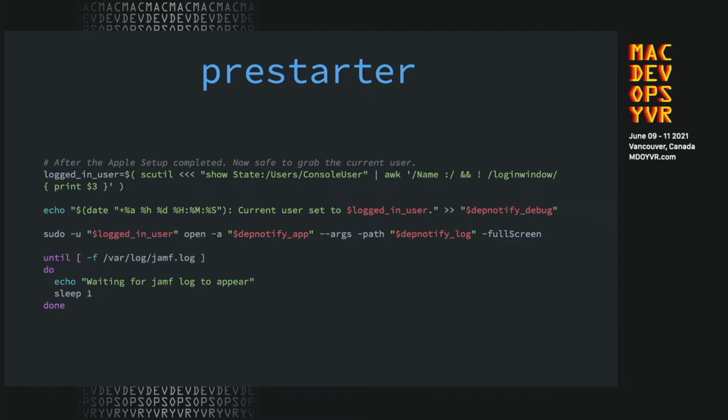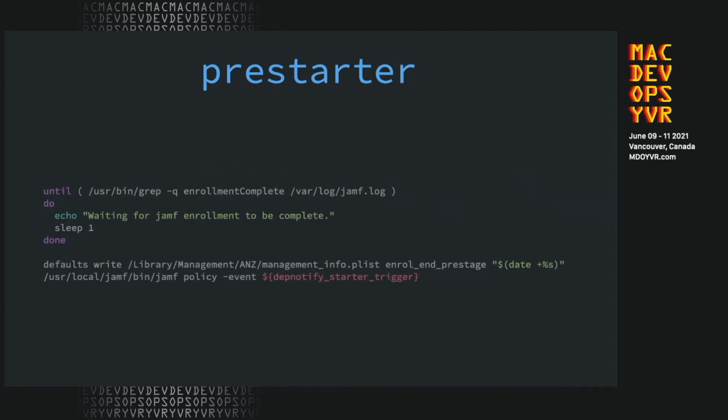A lot of those sections of code are from other bits and pieces from the depnotify-Starter script or other bits of ARIC or other bits and pieces. I'm just rearranging them to make it a more effective way of launching depnotify as quickly as possible. The final part of the Prestarter script is watching the Jamf log now that the binary is installed, and once the enrollment complete trigger shows, I write the time into a management plist for calculating the enrollment length. Once that's done, I kick off the custom trigger that's set up for the depnotify-Starter script.